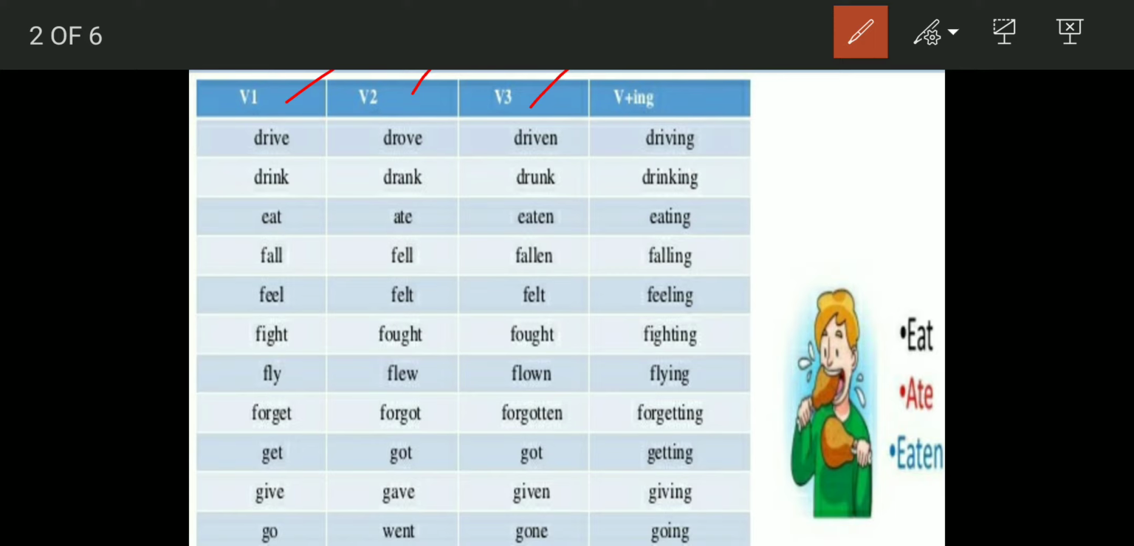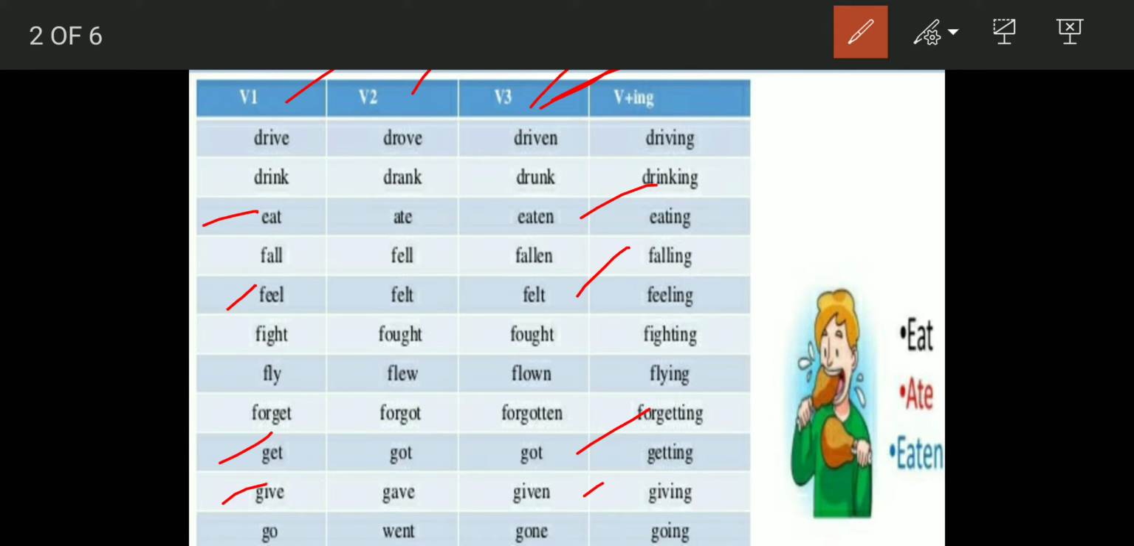In the present perfect, past perfect, or future perfect tense that we are going to study, we use the third form of the verb. So that is why we are revising the three forms of the verb. Wherever the verb will be given, any kind of action is given, there we will convert it into its third form. If suppose eat is given, then it will become eaten. Feel, felt. Get, got. Give, given, and so on. So we will be talking about the third form of the verb.